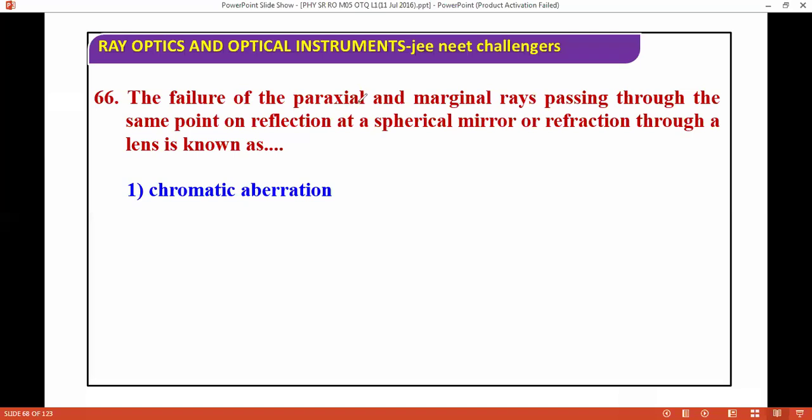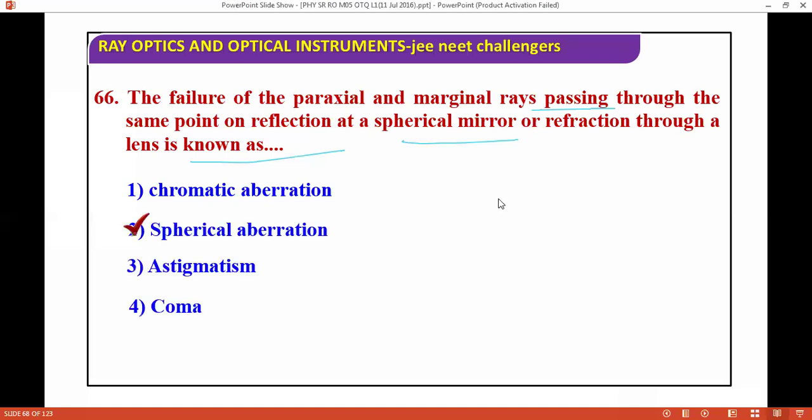The failure of paraxial and marginal rays to pass through the same point on reflection at spherical mirrors or refraction through a lens is known as... I don't know, what's the answer? The spherical aberration, you should know. So it's known as spherical aberration. I am not going into deep analysis because I don't want to discuss deeply here. Next question we are going to.